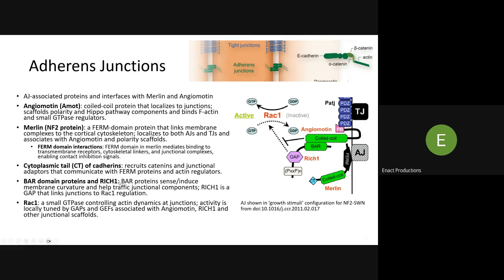BAR domain and Rich1. BAR proteins sense and induce membrane curvature and help traffic junctional proteins. Rich1 is a GAP protein that links junctions to RAC1 regulation. Again, the function of this, despite how it is and where it is, is to interact with RAC to turn it off. So Merlin is positioning these other things to turn it off. Without it, they're not positioned. It's never turned off, and you have this out of control system.